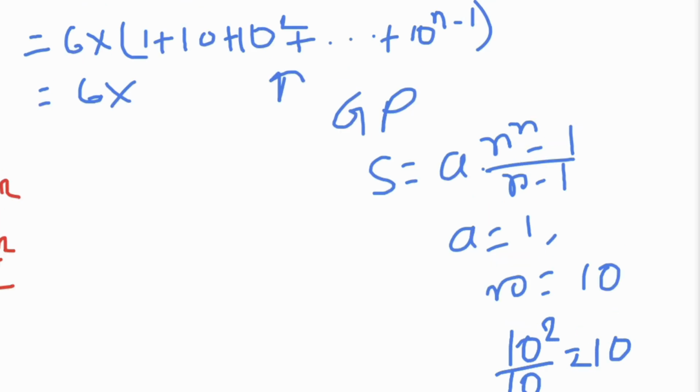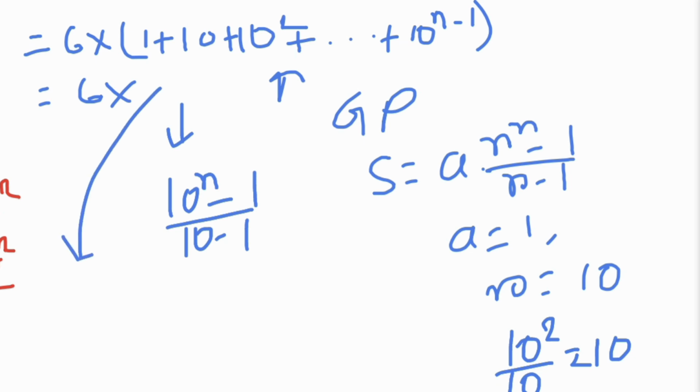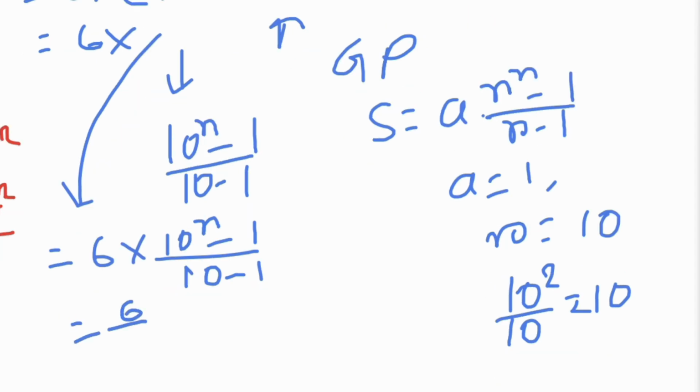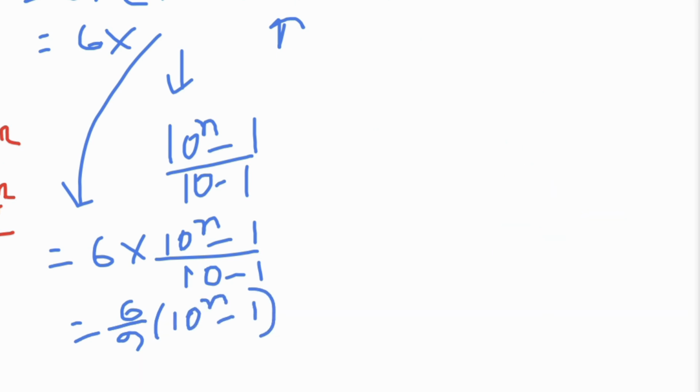So according to this formula, this expression gives us the sum as 10 raised to the power n minus 1 over 10 minus 1. Here it should be n because there are n terms in total. So let's write it here: this is 6 into 10 raised to the power n minus 1 over 10 minus 1. So that is 6 over 9 into 10 to the power n minus 1, right? But our first term was 6, and this way it is up to n digits.